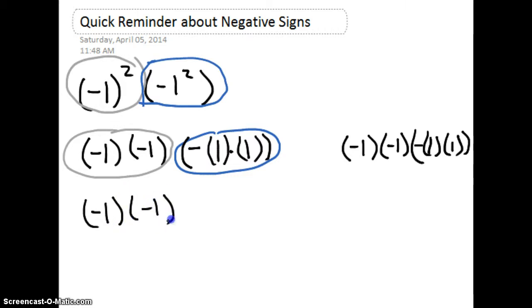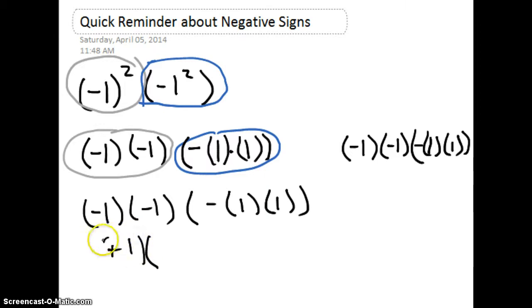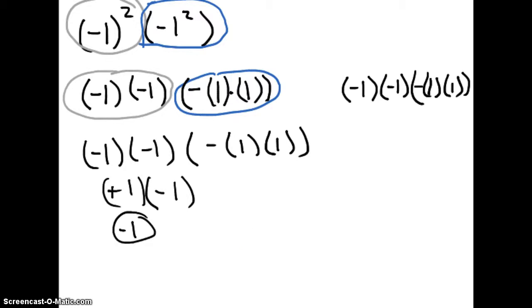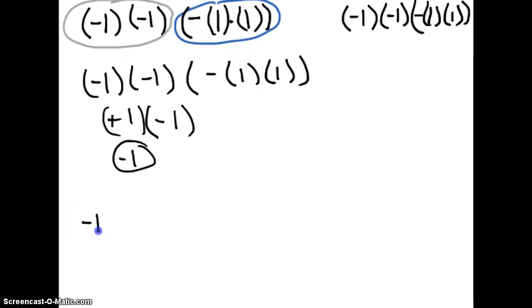Negative 1 times negative 1 times negative 1 times 1. And this will give me a positive 1, positive here for emphasis, times a negative 1 times 1, that will be a negative 1. So my result should be a negative 1. Now if I'm doing this straight from the original problem, I have negative 1 squared times negative 1, where the 1 is squared.